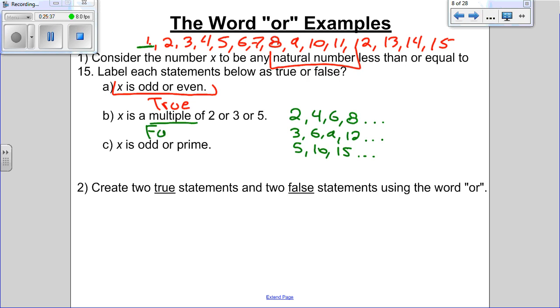And C is the trickiest one of all of them. So X says, X is odd or prime. Is there a number in this list that's not odd and it's not prime? Yeah, number 4, right? The number 4, not odd, not prime. So that would create a false statement overall.